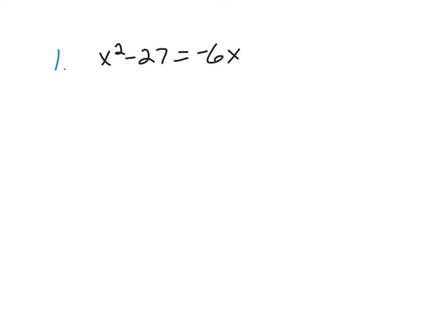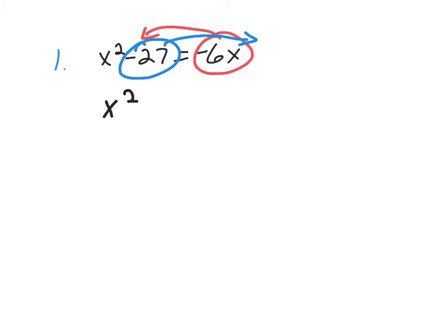Remember, the first thing we need to do is to get the ax squared plus bx on the left side and the constant on the right side. So to do that, remember, we take the negative 6x and move it over to the left and take the minus 27 and move it over. Anytime you move it over across the equal sign, you have to change the sign. So this is going to become x squared plus 6x equals 27.